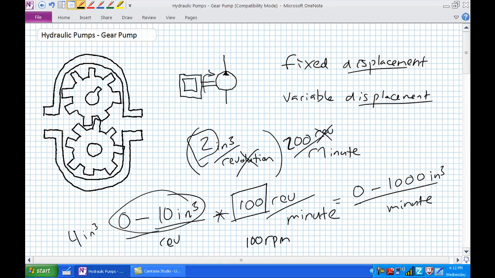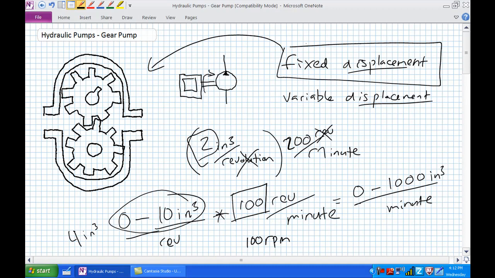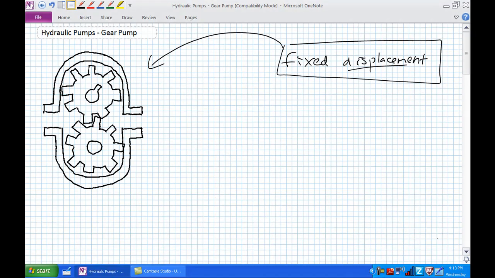Okay, some general concepts to understand all pumps, either fixed or variable displacements. So the pump that we're talking about today is a gear pump. It is a fixed displacement, and it is always a fixed displacement. Let's go into the internal specifics of a gear pump. So a gear pump, obviously, consists of some form of housing.